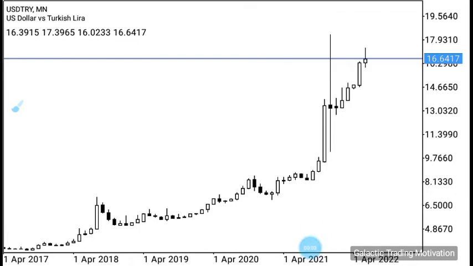So we're now going to be looking at the US dollar slash Turkish lira. Let's get straight into the chart. In front of me, I've got the monthly chart open, as you can see.